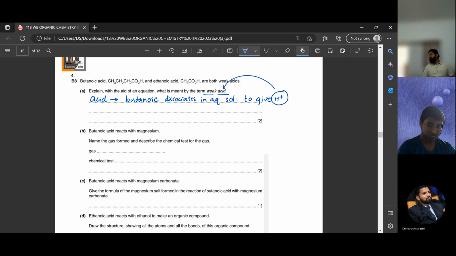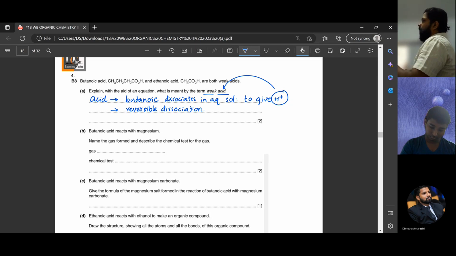H plus is what makes it an acid. An acid should give H plus. And why is it weak? It dissociates partially, or you say it's a reversible dissociation.